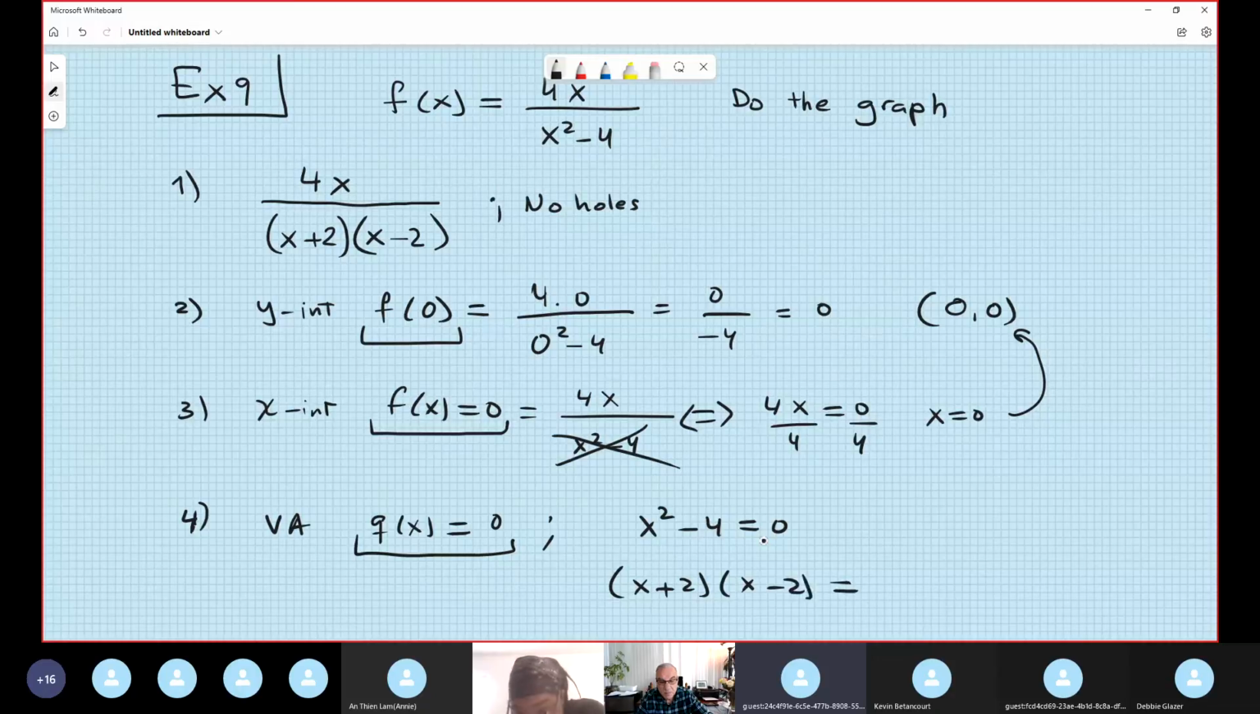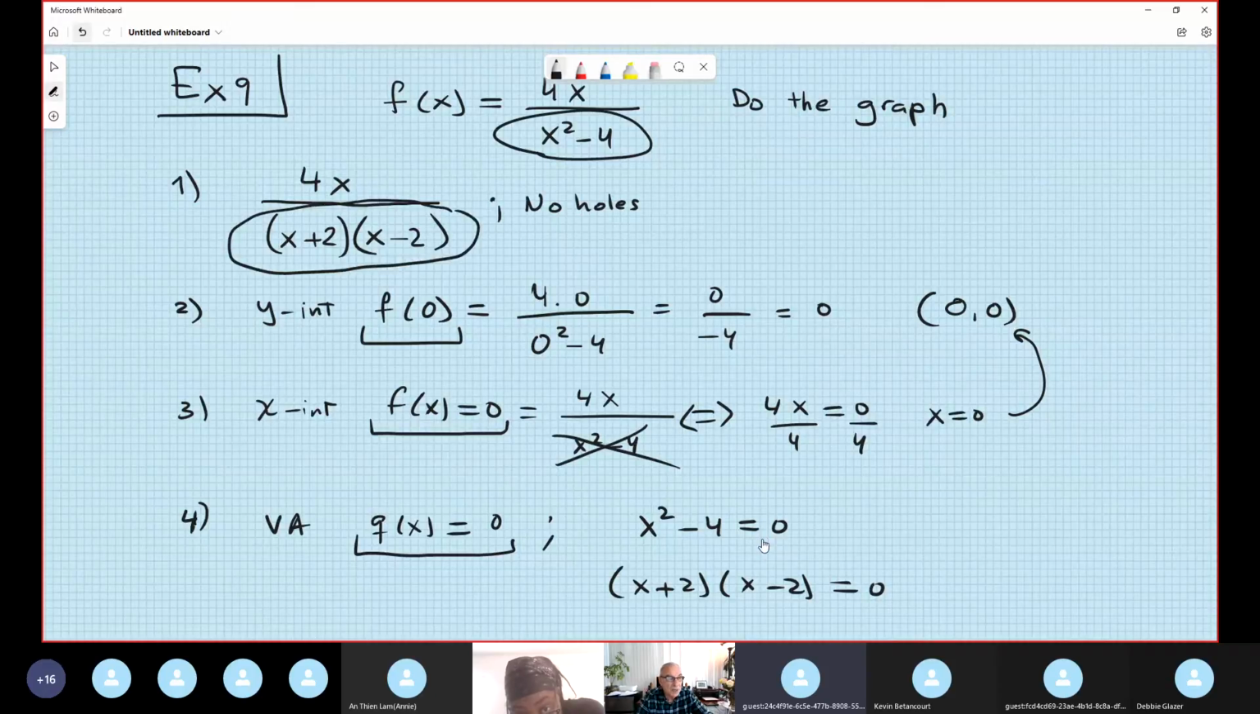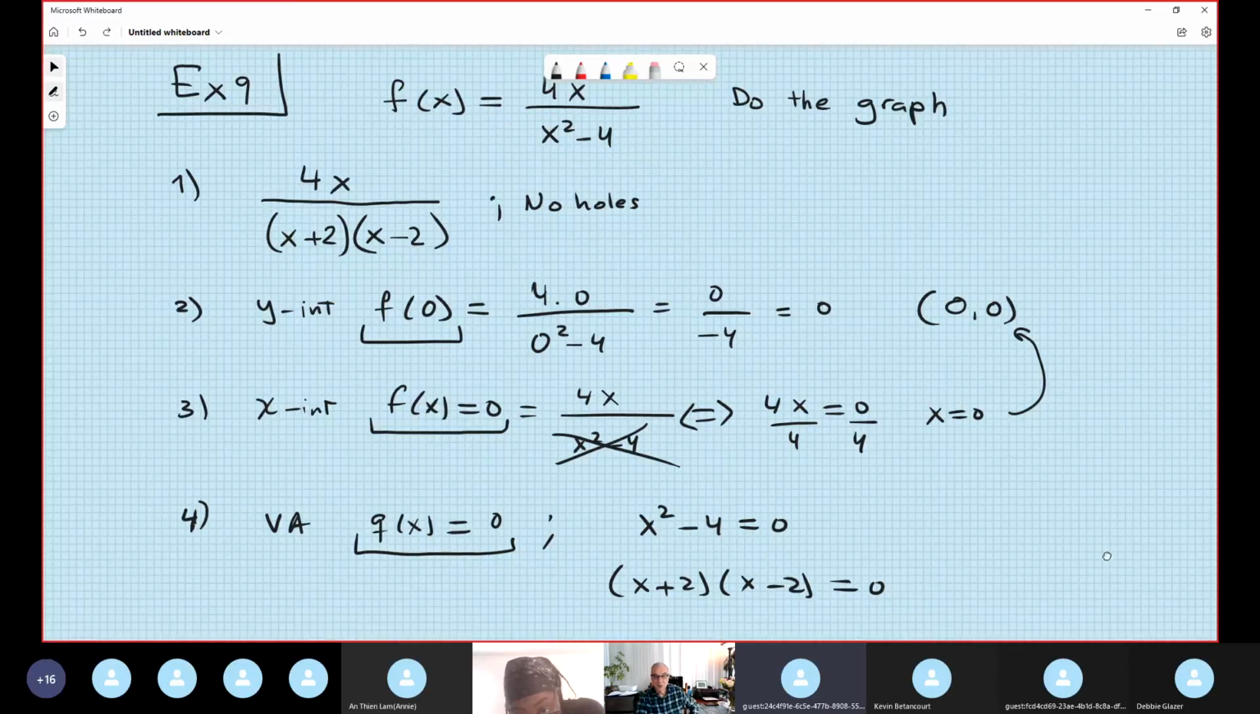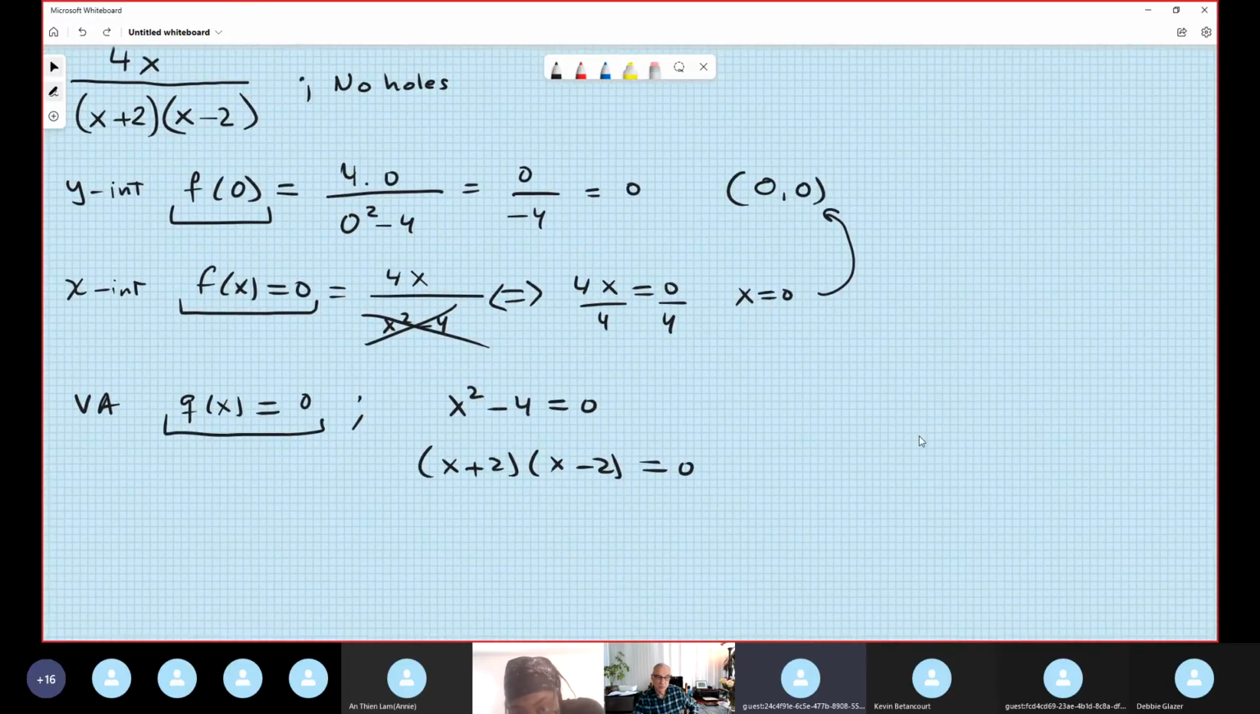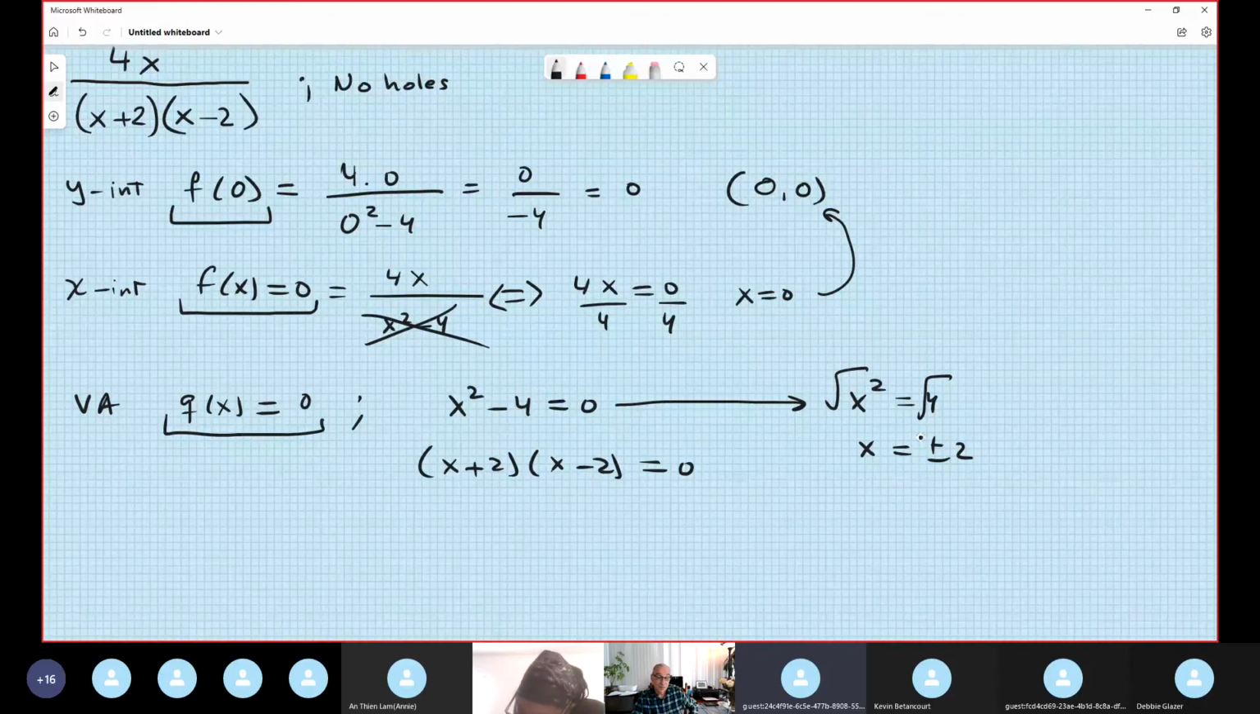Either way, you take the original or you take the factored form. My answer is, it's the same. Either way. So do you feel strong solving this quadratic equation? X squared equals 4, apply the square root to both sides. X is equal to plus or minus 2. Bam. Do you feel strong?